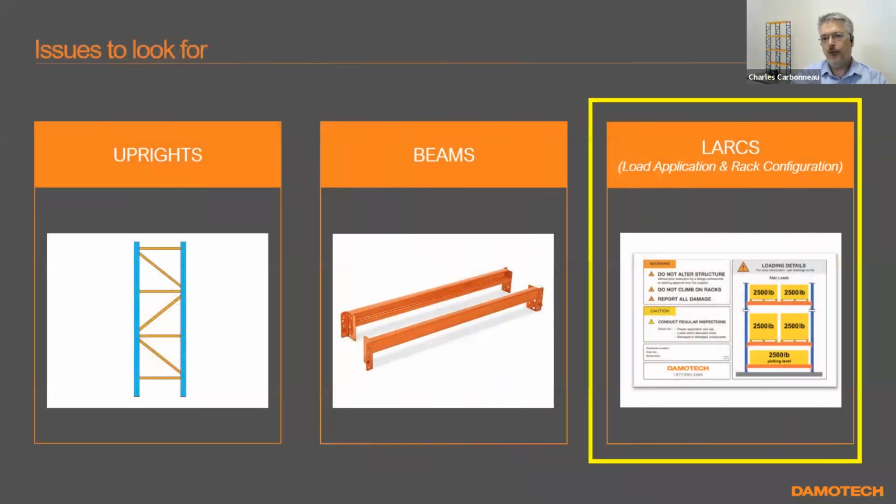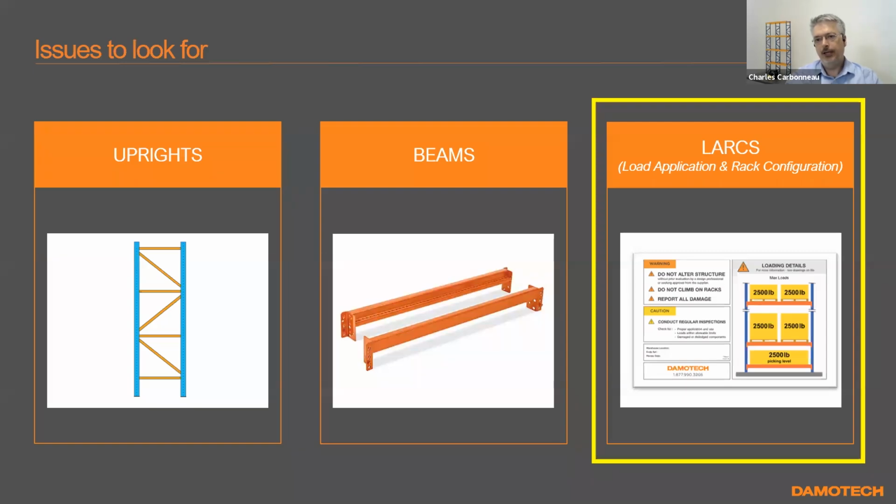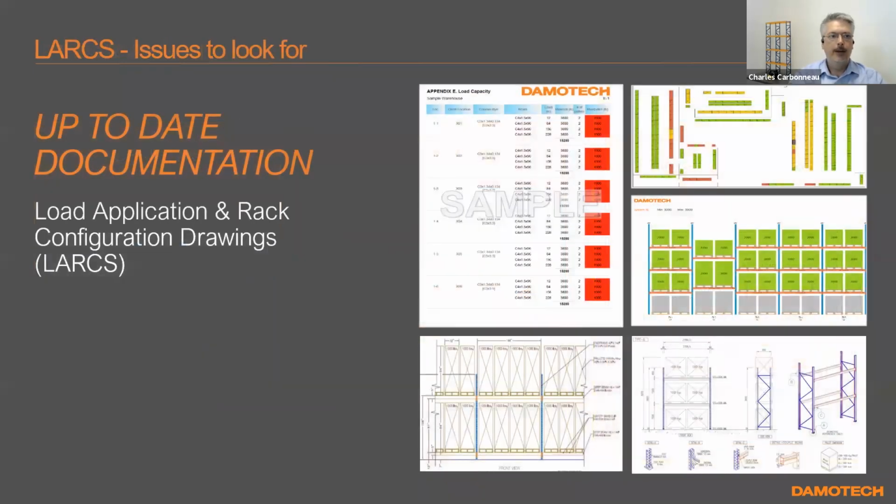So let's move on to the third part, the LARCs, load application and rack configuration. The code says that you have to maintain up-to-date documentation. And why is this important? Well, somebody somewhere did the calcs and said, well, you can put pallets of 2,500 pounds if they are at these beam elevations. And you have to understand that changing these beam elevations does affect the load capacity. We'll show you a little video soon after that.